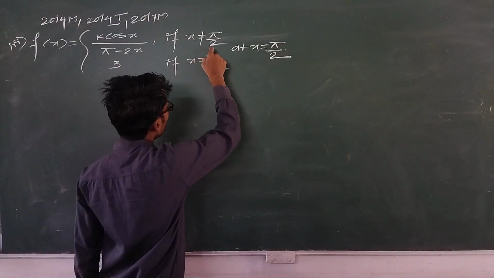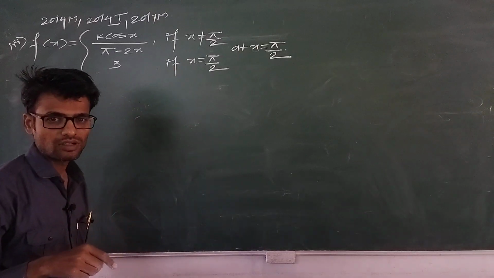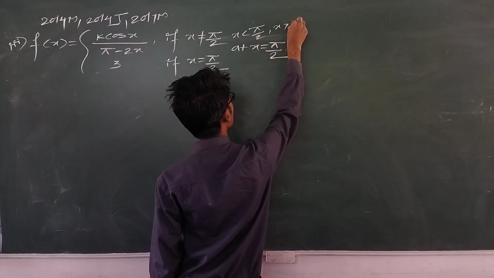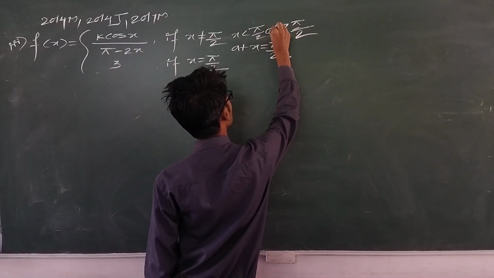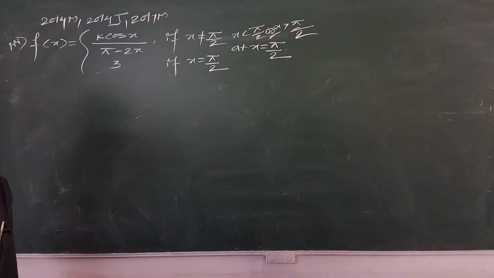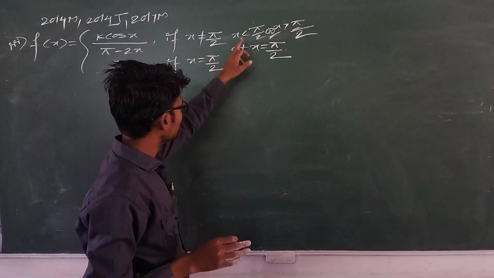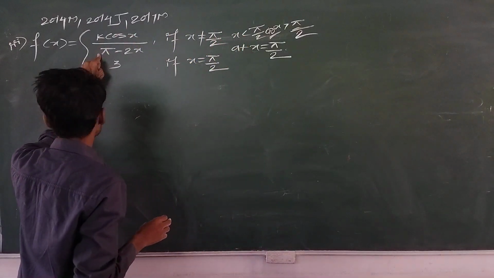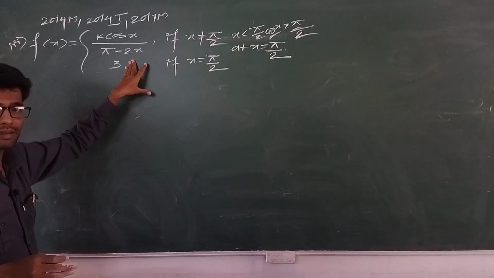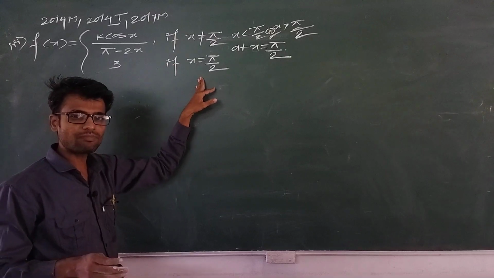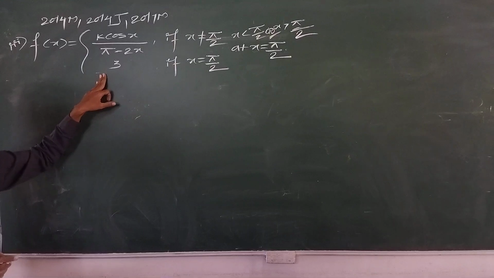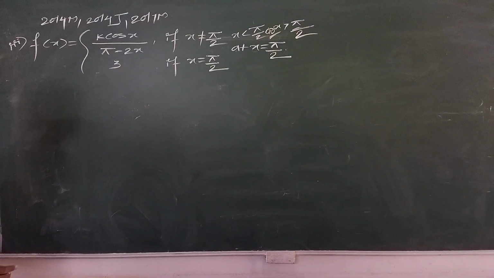If x is not equal to pi by 2, it means we have two possibilities here. One is x less than pi by 2, and another is x greater than pi by 2. So for x less than pi by 2, we take the value of the function as this one, and for x greater than pi by 2, we take the value of the function as k cos x divided by pi minus 2x. And for x equal to pi by 2, we take the value of the function as 3.